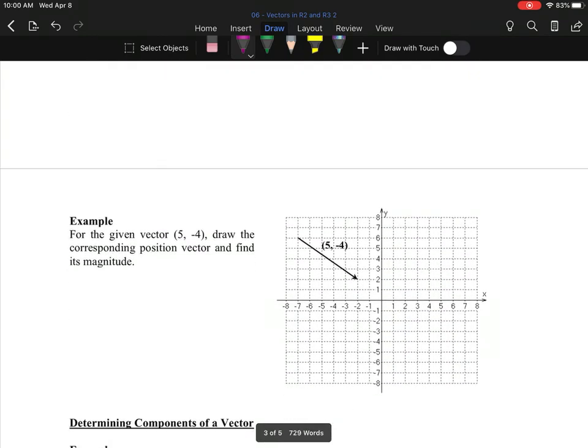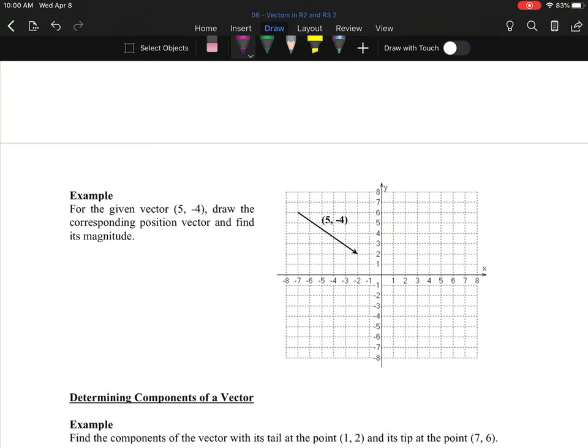Here, check out this one. Here's a random vector, 5, -4. Draw the corresponding position vector. So the corresponding position vector would look something like this, because its tail is at the origin. So what's interesting about this vector is it's still called 5, -4, but it ends at the point 5, -4. And that's why we call it a position vector, because the vector ends at the exact point that has the same coordinates as the vector.